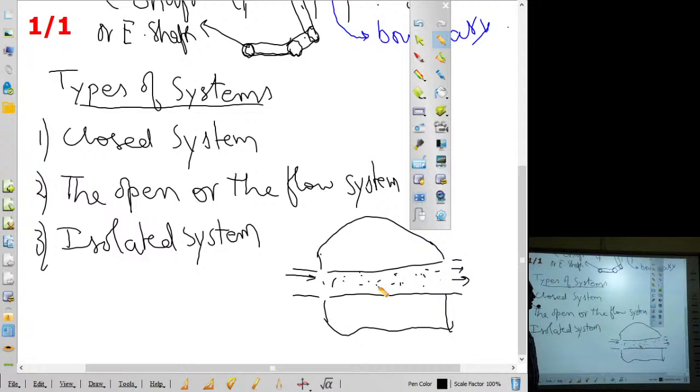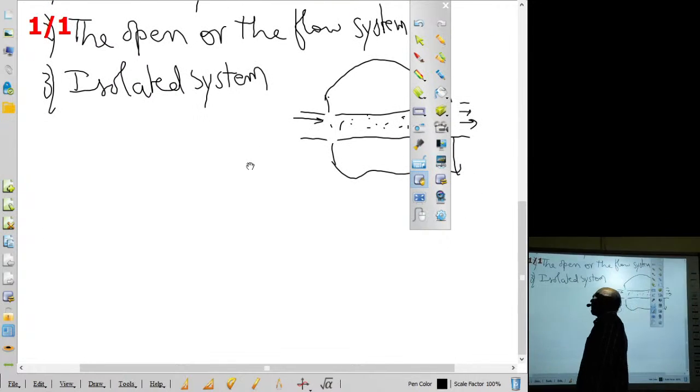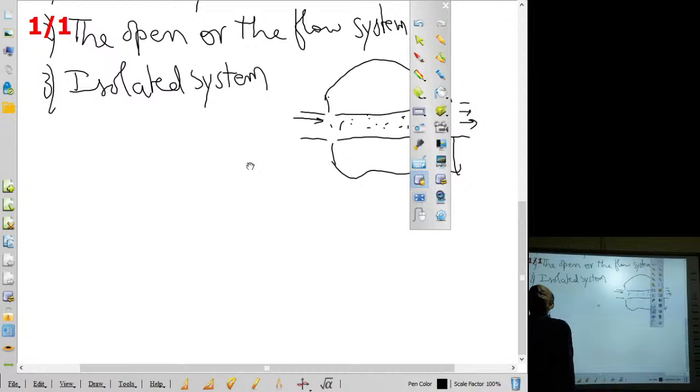Okay. So now there was one third system also about which I had given some reference. So let us also look into that. Well, in the third system, when neither mass nor energy transfer takes place, then that system is known as an isolated system.